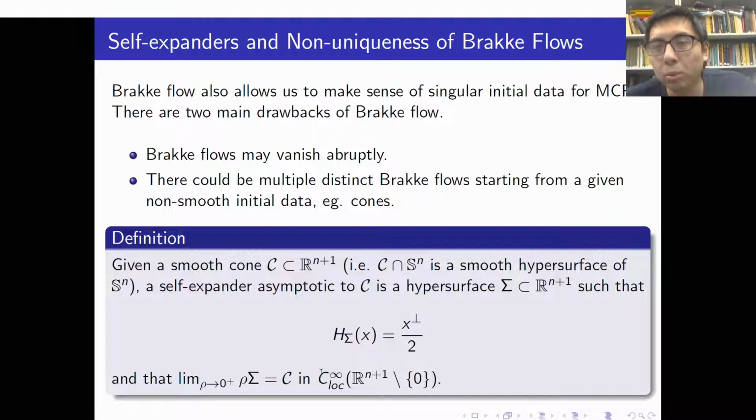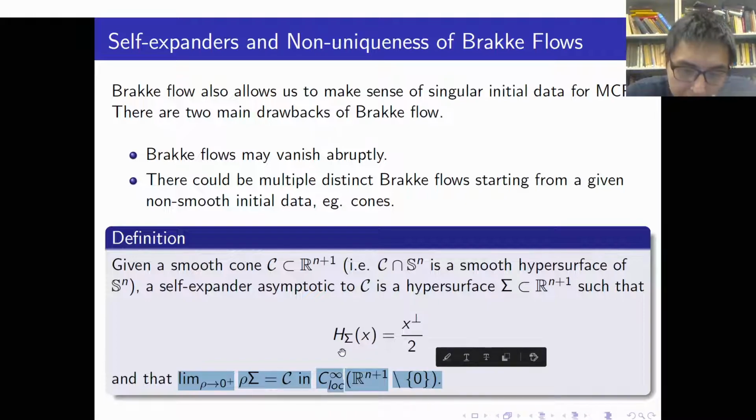Okay, so here is one potential class of flows that could come out of the cone. Given a smooth cone, where by smoothness I mean that the cone is smooth away from the origin, a self-expander asymptotic to the cone is a hypersurface sigma such that the mean curvature vector H_sigma(x) satisfies this elliptic equation, H_sigma(x) equals x perp over 2. And the second condition is what it means to be asymptotic to the cone here.